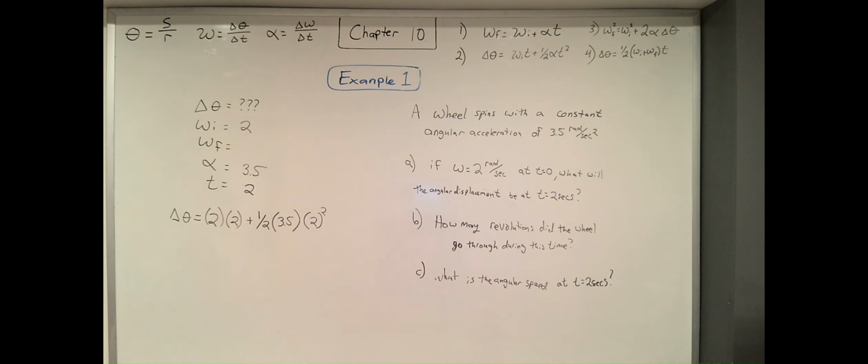Okay, so it's just like what we did with the kinematics all the way back in chapter 2, one-dimensional kinematics. So it shouldn't be too hard. We're going to have 2 times 2, which is just 4, plus half times 3.5 times 2 squared, which is 4. That gives us 4 plus 1/2 times 3.5 times 4, which gives us 11.